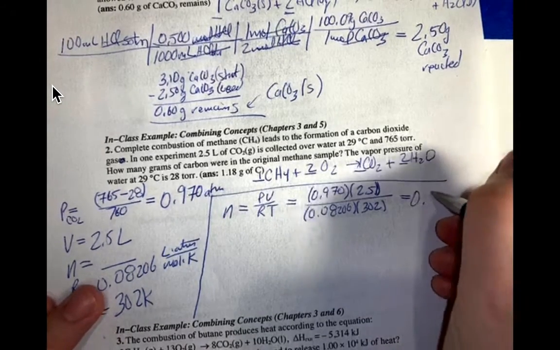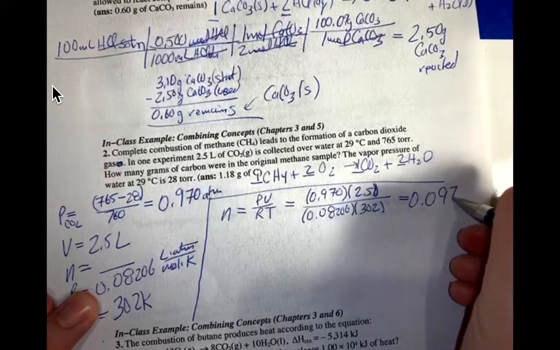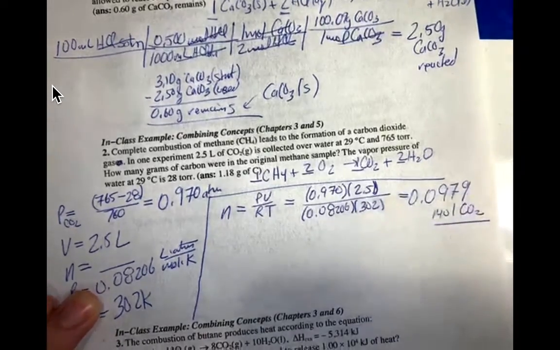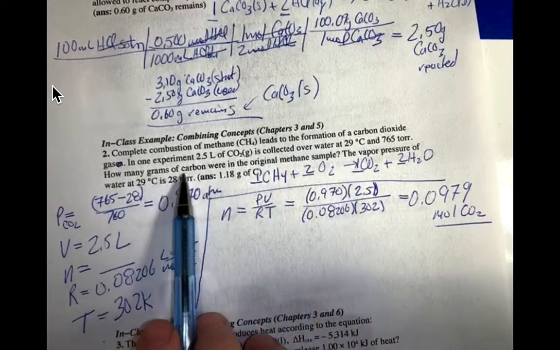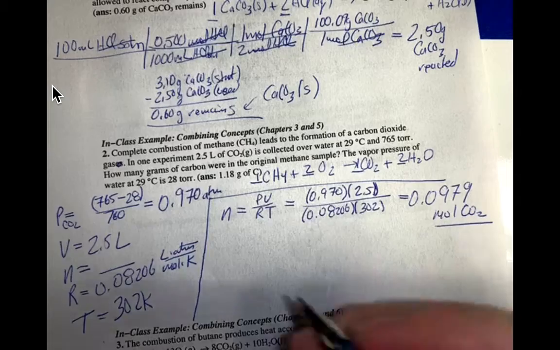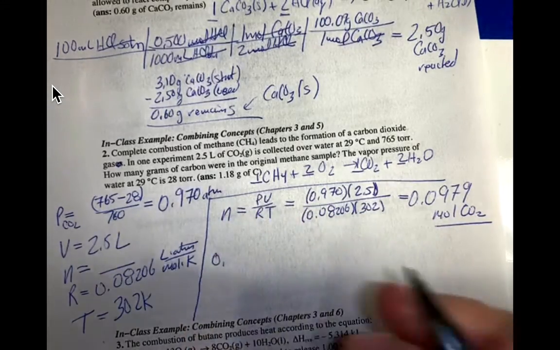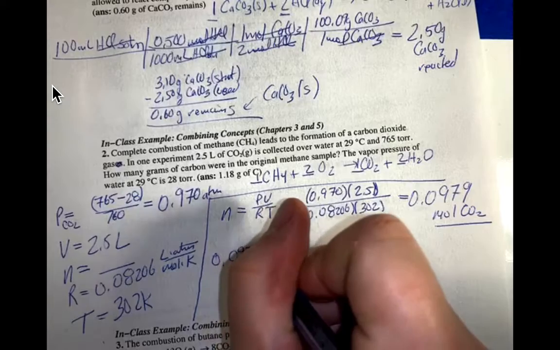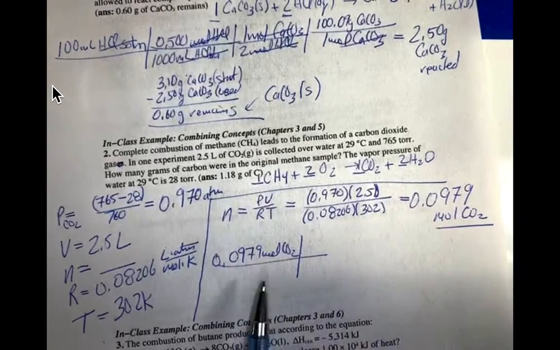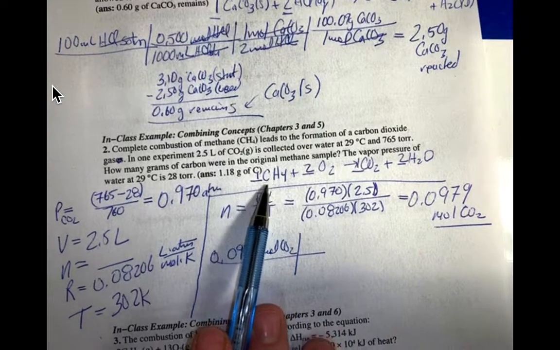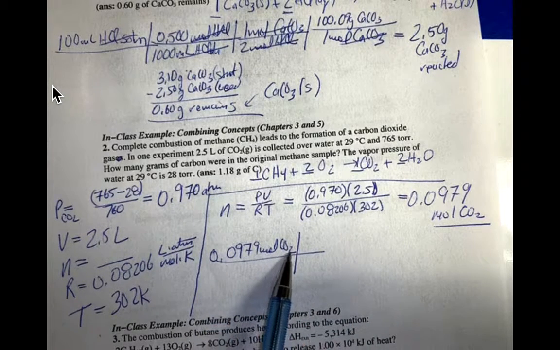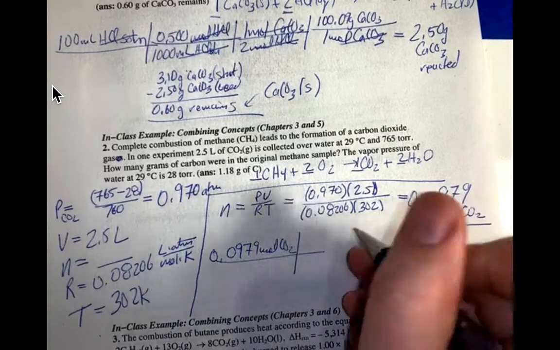Okay, so I get 0.0979 moles of CO2 were formed. And I want to know how many grams of carbon were in that sample. The CH4 is the only source of carbon, so all the carbon that we have in the CO2 came from the CH4, and so I'm just going to do this.